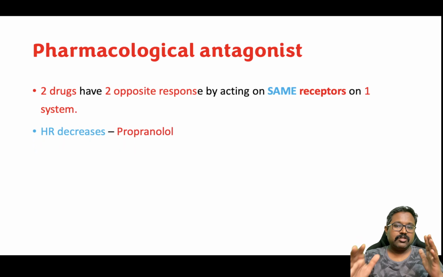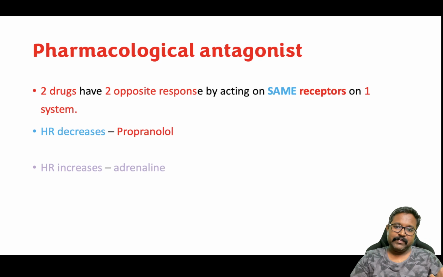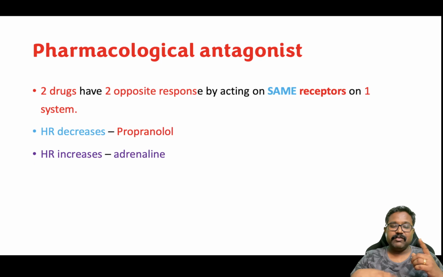So let's understand with an example. Let's take propranolol, which is a non-selective beta blocker. What is the effect on heart rate? Propranolol will block the beta 1 receptor in the heart to produce a reduction in the heart rate. So there is a decrease in the heart rate by propranolol. If a similar kind of drug has to act on the beta 1 receptor, it should have the opposite response. Means there should be a drug which is going to increase the heart rate by acting on beta 1. The example will be adrenaline. Adrenaline, by acting on beta 1 receptor, is going to increase the heart rate. So adrenaline is a beta 1 agonist.